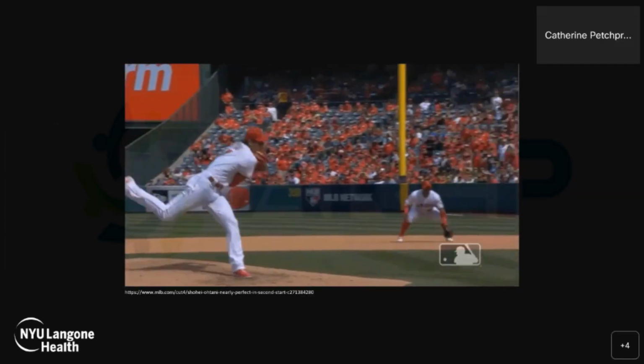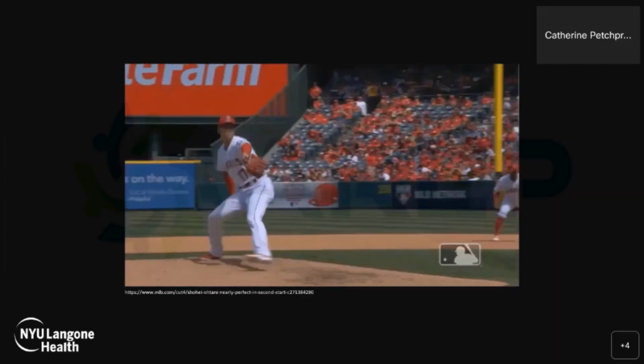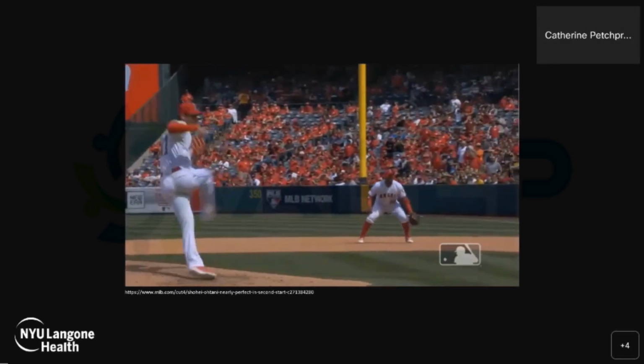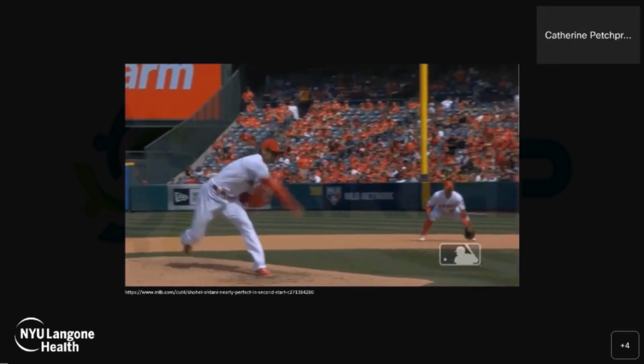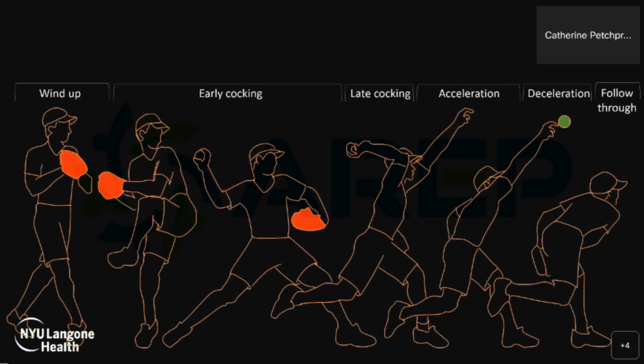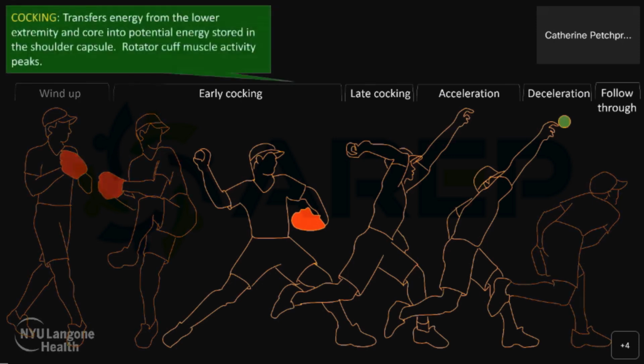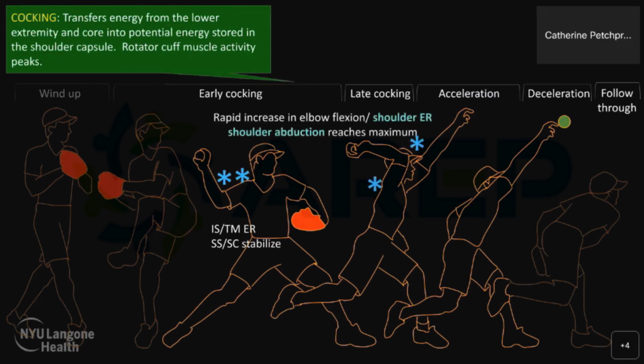Let's look at some sport-specific injuries. The throwing motion is a highly complex movement that has been extensively studied. There are 6 phases, but we are going to focus on these phases where the shoulder is most active and injuries are most likely. During the cocking phase, lower extremity and core energy is transferred to the shoulder. Rotator cuff muscle activity peaks, generating power to move and stabilize the shoulder. At the end of the cocking phase, there is a rapid increase in elbow flexion. Shoulder external rotation and abduction reaches the maximum.